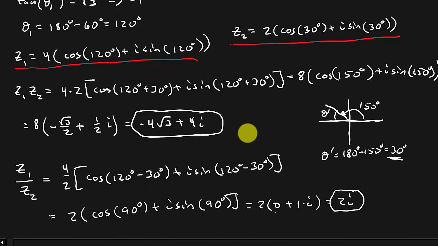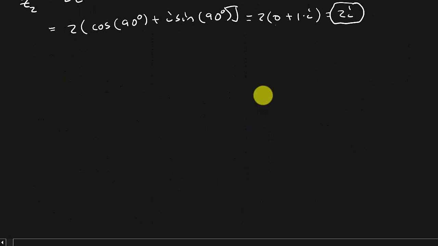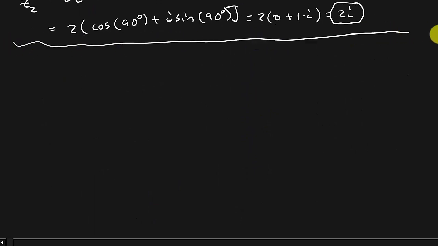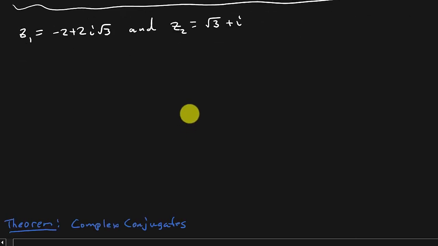I wonder what would happen. Well, let's come down here and let's do that. Let's at least multiply them. So we had z1 is negative 2 plus 2i square root of 3, and we had z2 is equal to square root of 3 plus i. All right, so let's just multiply them. So z1 times z2, that's negative 2 plus 2i square root of 3 times square root of 3 plus i.